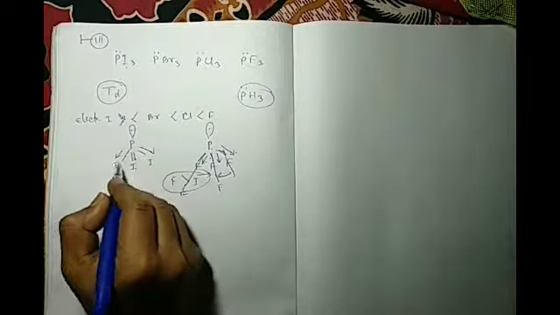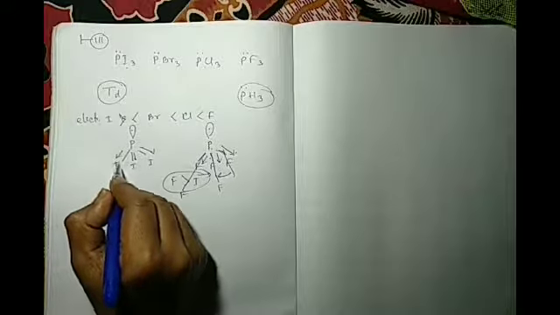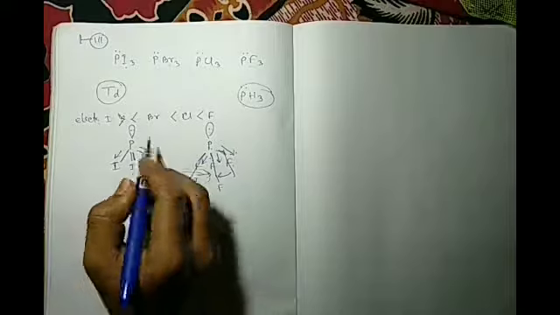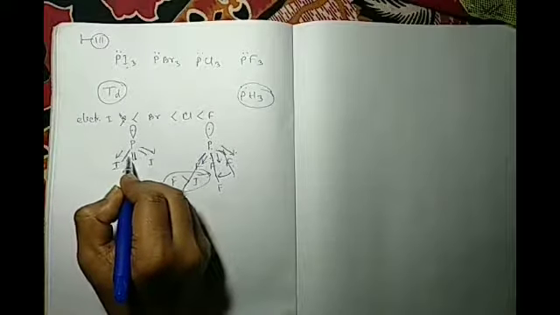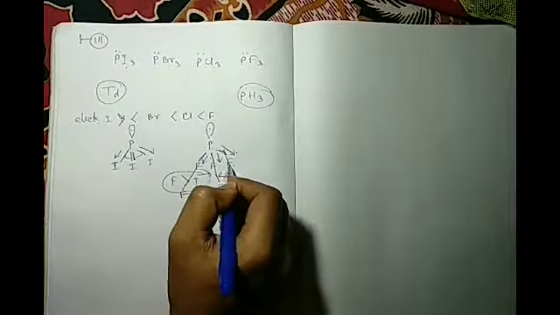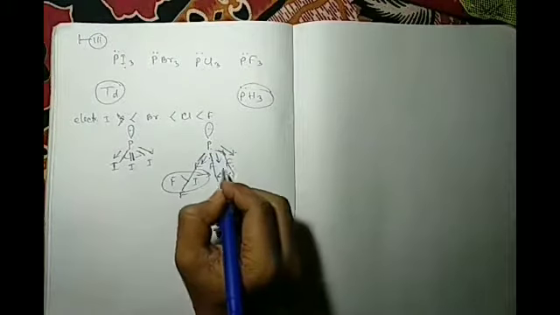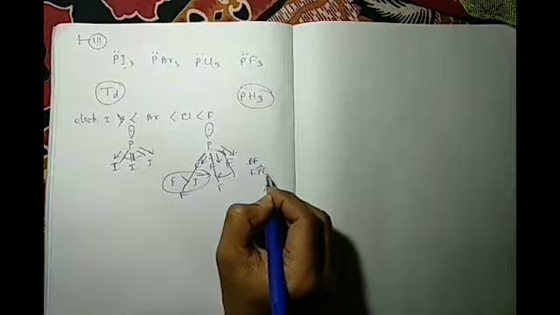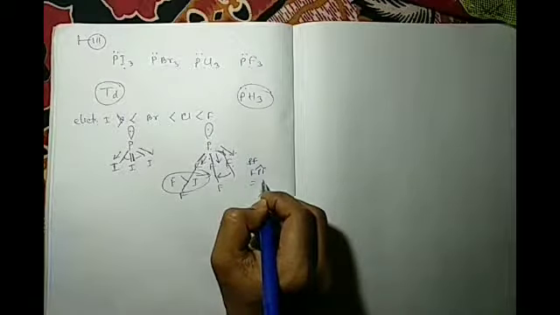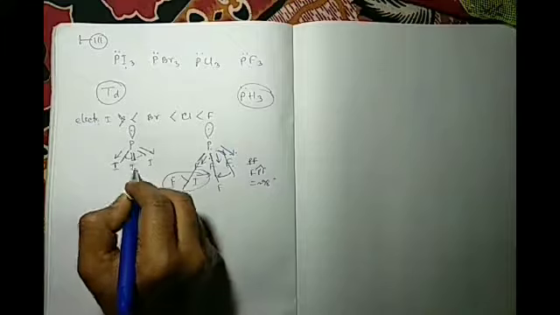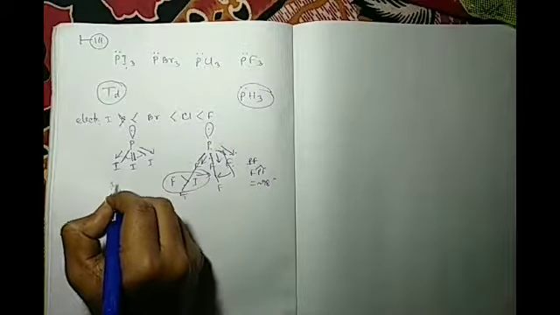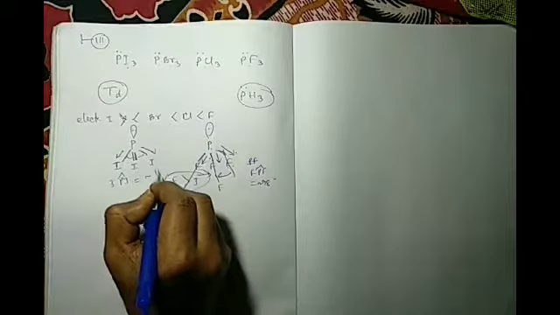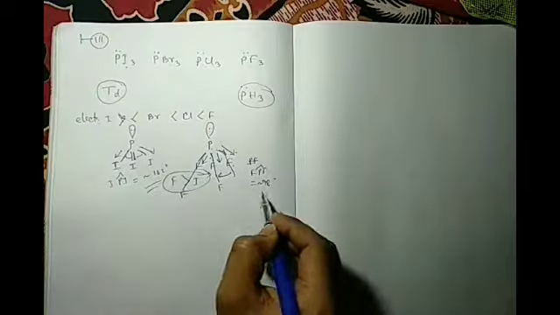Again, in the case of the P-I bond, the I is less electronegative than fluorine, so the bond length becomes less longer. So in this case, the bond angle will be greater than this. So in PF3, the FPF bond angle is about 98 degree, and in the case of PI3, the IPI bond angle is about 102 degree.